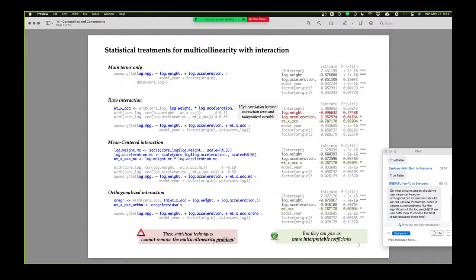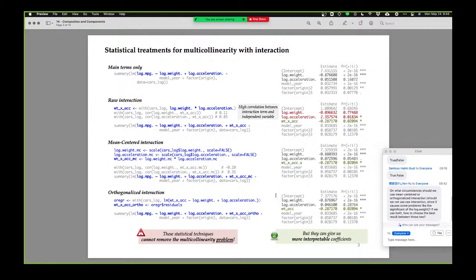Okay. All right. So we have a question here. Yenu asks a really nice question. In what circumstances should we use mean-centered or orthogonalized interactions? Should we not use raw interactions? If we use both, how do we choose between the results of the two?